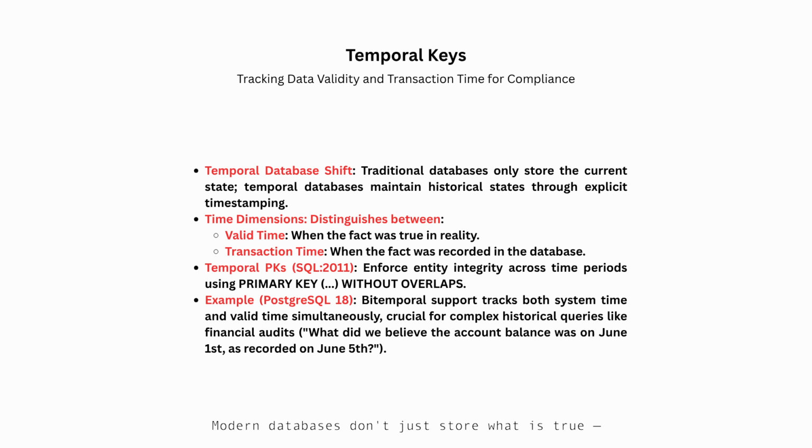Modern databases don't just store what's true, they store when it was true. Temporal keys add a time dimension to your primary keys, ensuring your records don't overlap in validity. In SQL 2011, they introduced primary key without overlaps to enforce this rule. Postgres 18 even supports bitemporal keys, tracking both when a fact was valid and when it was recorded. This is essential for auditing, finance, and compliance systems.